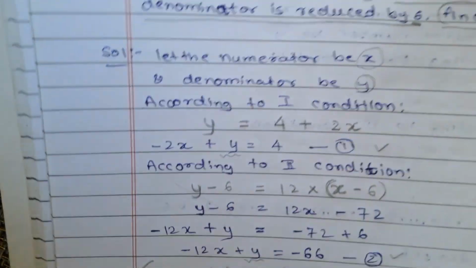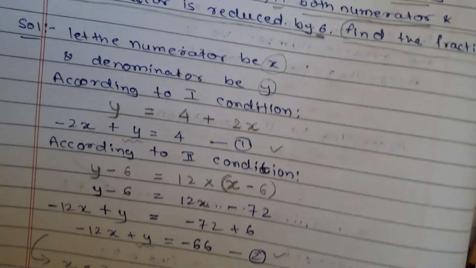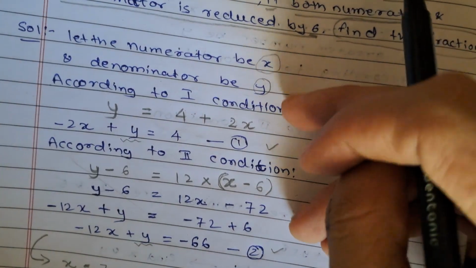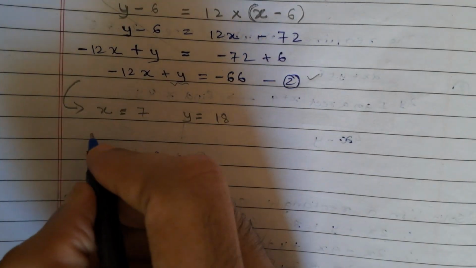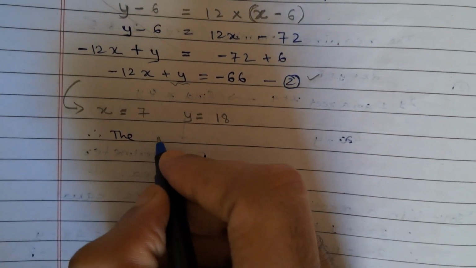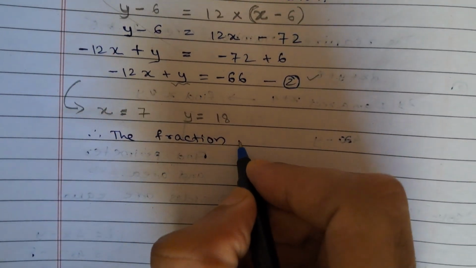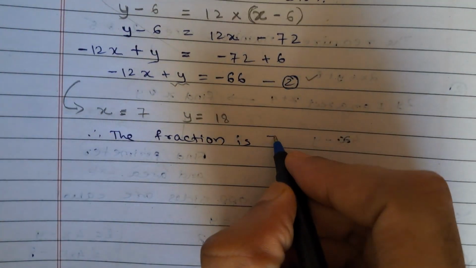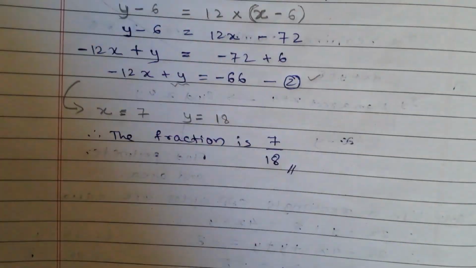Okay, so once you get these values, how will you wrap up your sum? The question all began like, find the fraction, and for us this x and y was nothing else but numerator and denominator, isn't it? So how will I write my final answer? I will say, therefore the fraction is, writing 7 at the numerator and 18 in the denominator. So this will be my final answer.